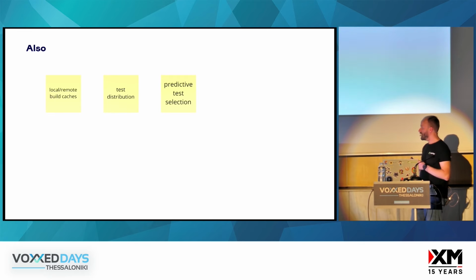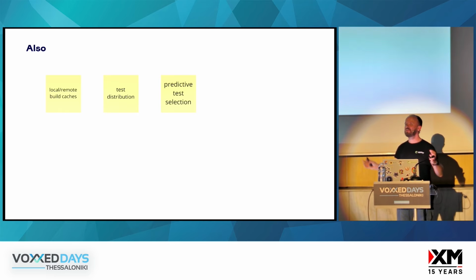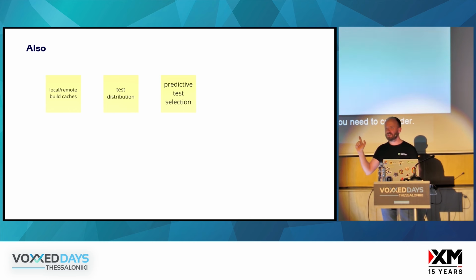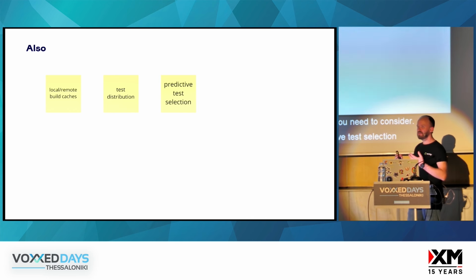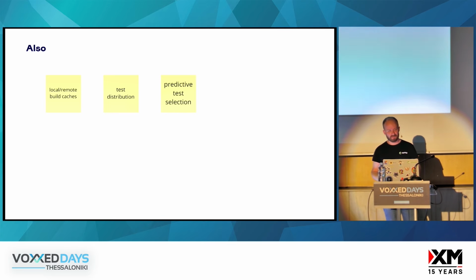Also, it's worth mentioning that we're talking about optimizing the worst case when we have to run all the tests. But if you have a huge code base, there are three crucial factors that you need to consider: local and remote build caches, test distribution, and predictive test selection, which can significantly reduce load on your test infrastructure. It's an absolutely separate topic, but it's also worth mentioning there.